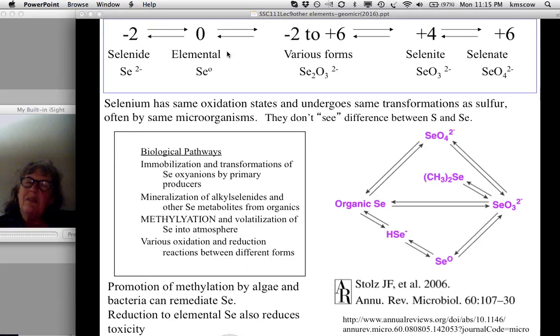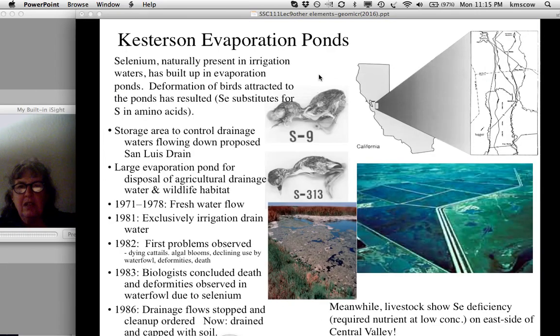Look at selenium. Isn't that uncanny? What does it look just like? That's right, it looks just like sulfur. It's so much like sulfur, it isn't funny. And that's the reason, in fact, that selenium is quite toxic to some life forms, particularly to birds and wildlife.